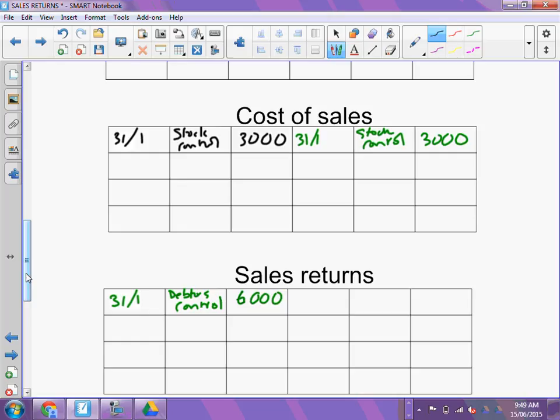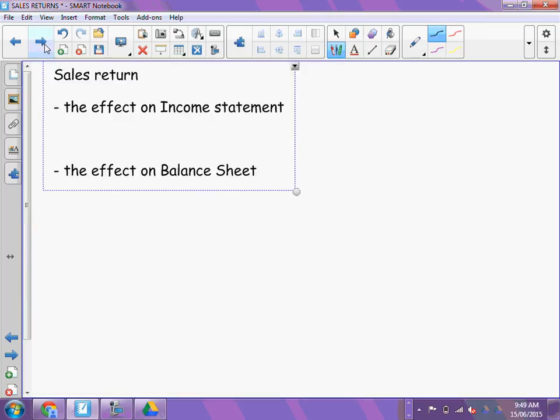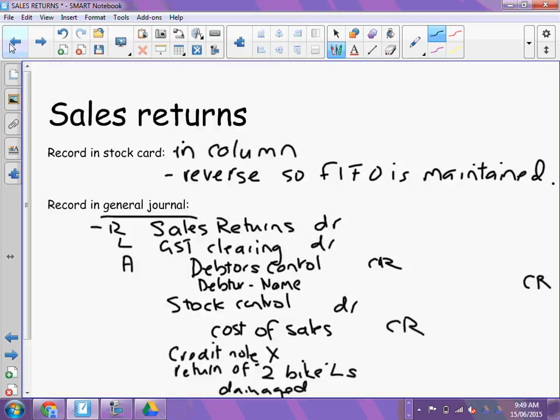Okay. Any questions about the ledgers? Alright, let's move on. So now, as always, we need to talk about the effect on the accounting report. Okay, first of all, the effect on the income statement of a sales return. Remember, the best way to do it is exactly the same way as I taught you with the purchase return. Look at all this information, because this tells you what's happened.